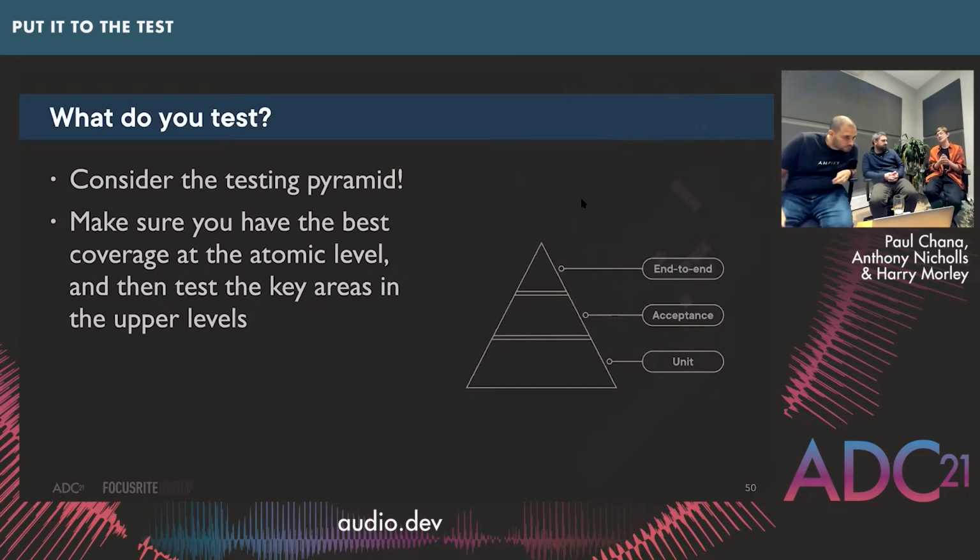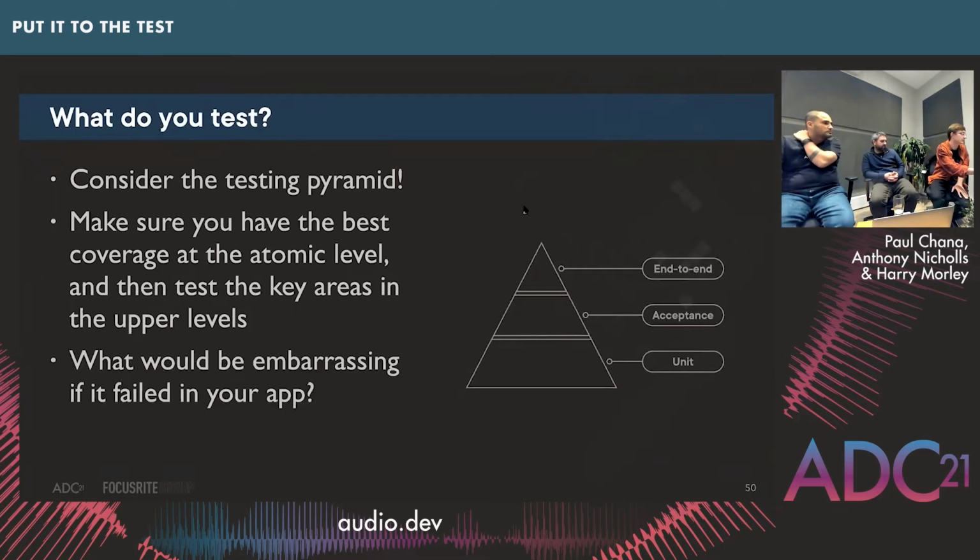What that actually means in practice can depend, because you can choose to test different things together, and you have to decide what do I need to test here? General guidance, particularly if working on an app, and again it's hard to define, is what would be embarrassing if it failed in your app?